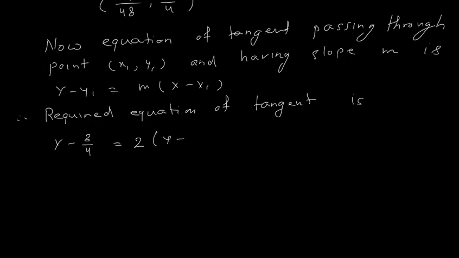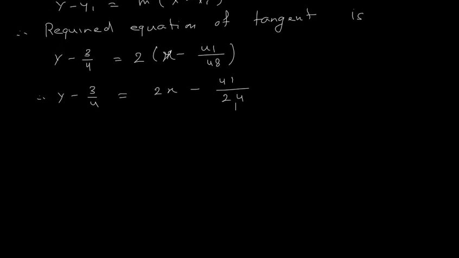So what is the value of y1? The equation is y minus y1 equals m into x minus x1. Now the value of x1 is 41 upon 48. So we will say that y minus 3 upon 4 is equal to, we open the bracket, it is 2x minus, it will cancel with 2, so 41 upon 24. Better we multiply each term by 24, that is the LCM of 4 and 24.